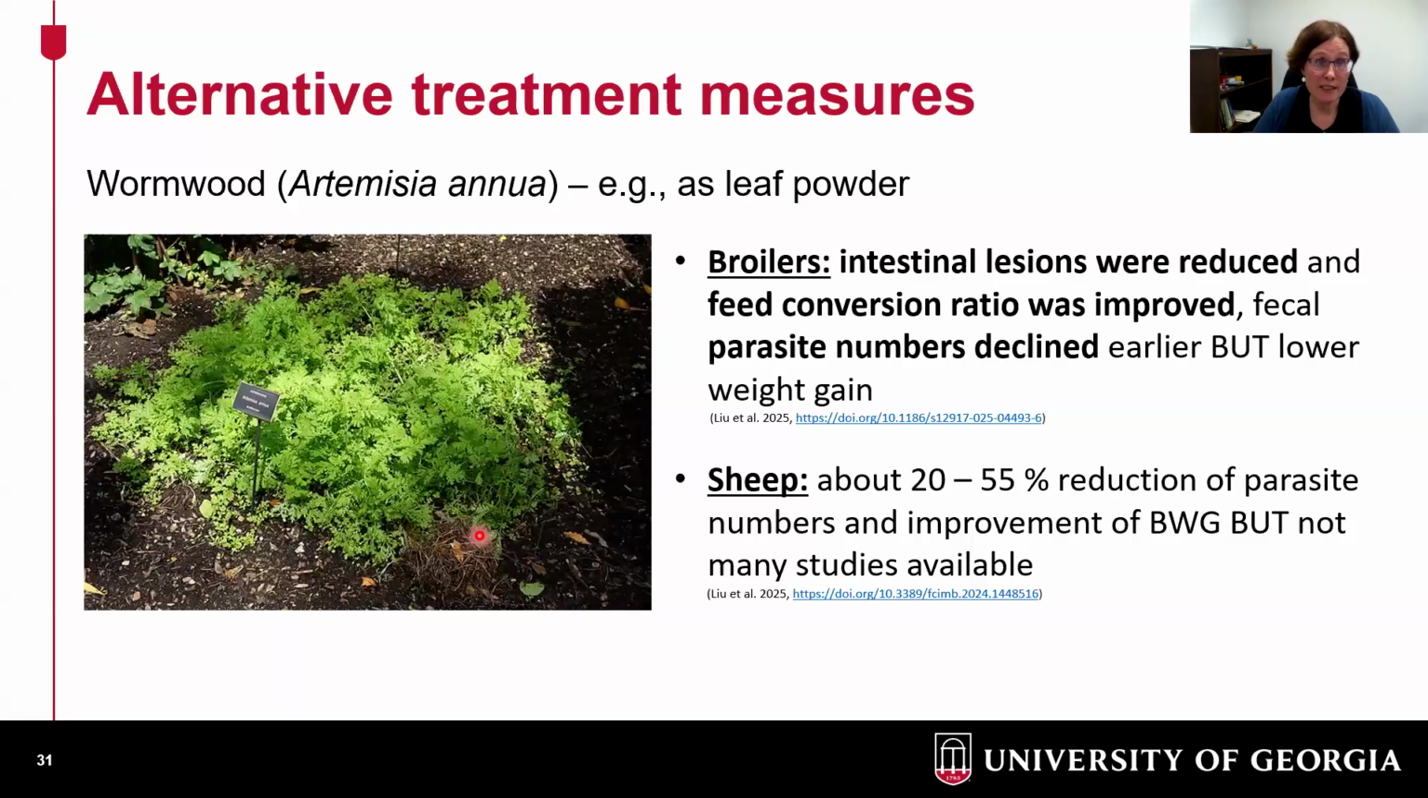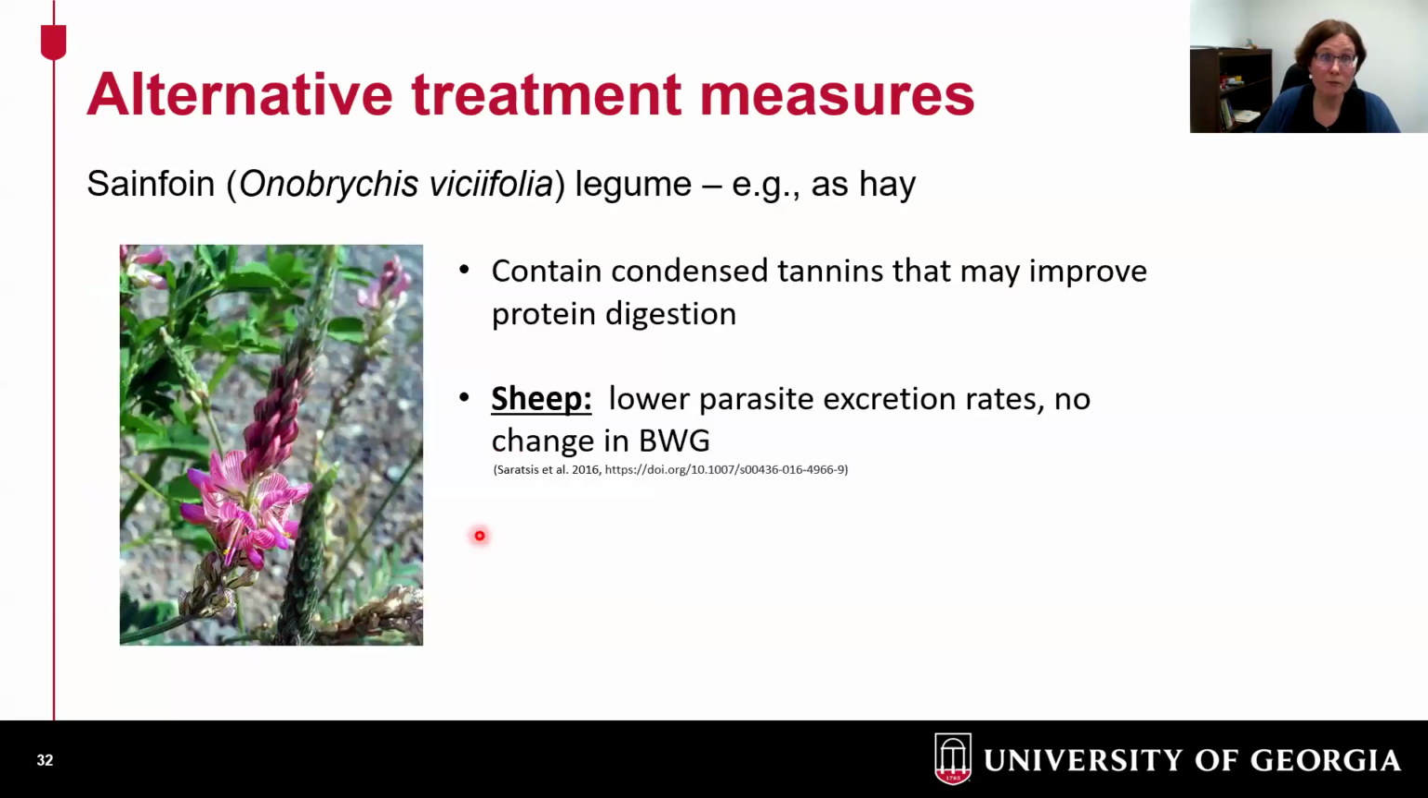I just wanted to give you two examples. One is wormwood, which is applied as leaf powder. This is also supposed to reduce roundworm infections. We see both in broilers and in sheep that it has some efficacy. However, it's not consistent in improving body weight gain. So it's good to reduce the number of parasites that are put out onto your pasture, but it's not necessarily said that it will enhance the performance of the individual animals that are treated.